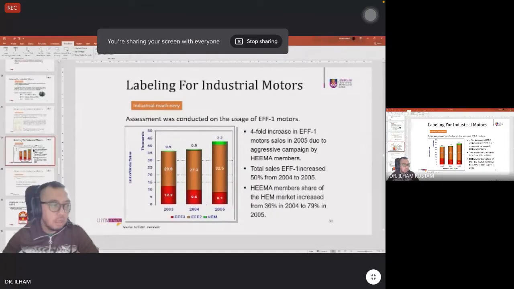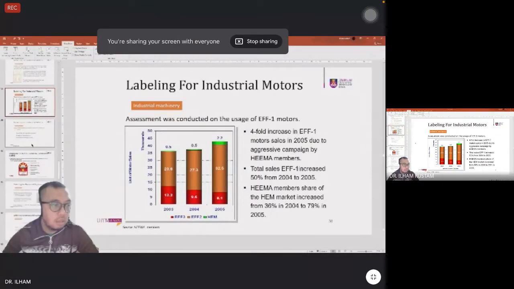Okay, labeling for industrial motors. Ni tak ada apa, just nak cerita yang industry in all the manufacturing sekarang dah start involve and implement EFF1 motor. In fact, this is only 2005, but even back then, kilang dah start banyak pakai lah. Sebelum ni pakai EFF3, EFF2. So, bila asyik rosak je, dia pun makin lama makin orang tak minat nak pakai.